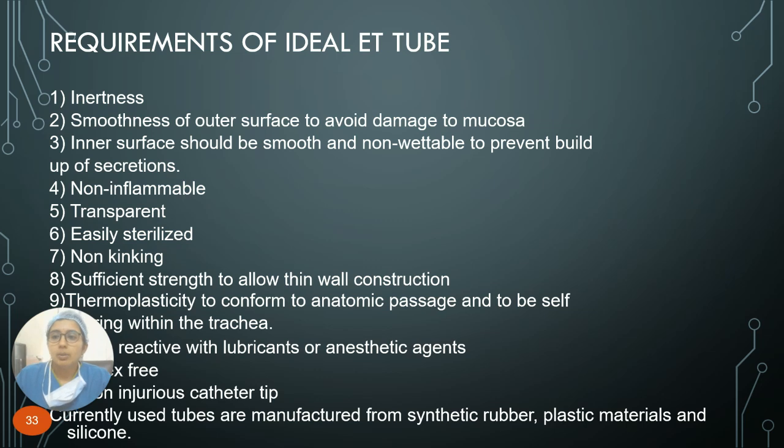Ideal ET tube: it should be inert. The outer surface should be smooth to avoid damage to mucosa. The inner surface should be smooth and non-wettable to prevent buildup of secretions. Non-inflammable, transparent, easily sterilized, non-kinking, with sufficient strength to allow thin walls, thermoplasticity to conform to the anatomic passage, and less reactive with lubricants or anesthetic gases. Non-injurious catheter tip. Currently used tubes are manufactured from synthetic rubber, plastic materials and silicone.